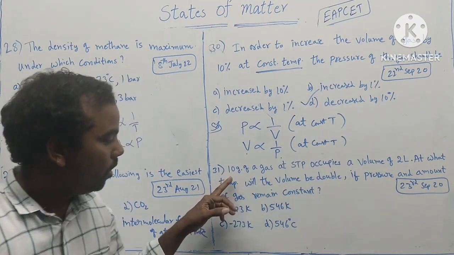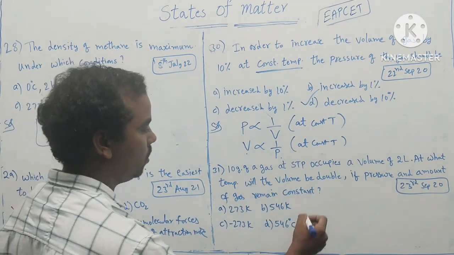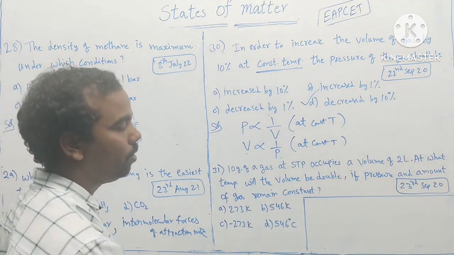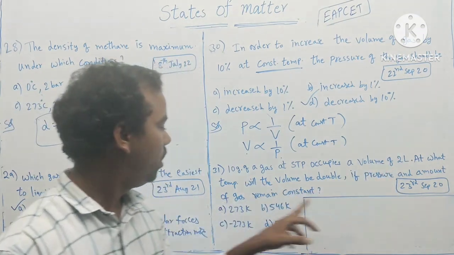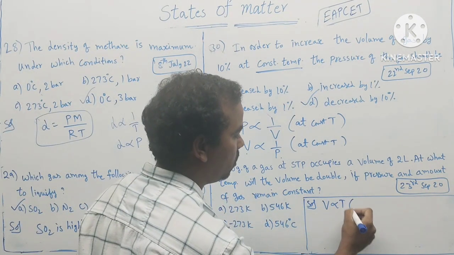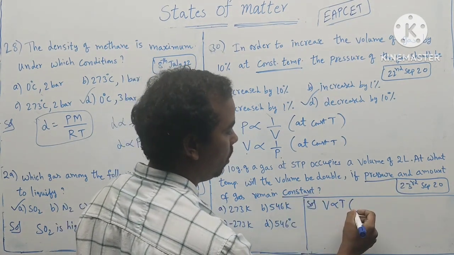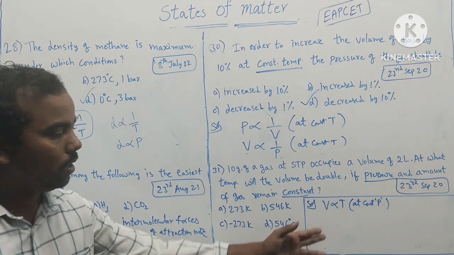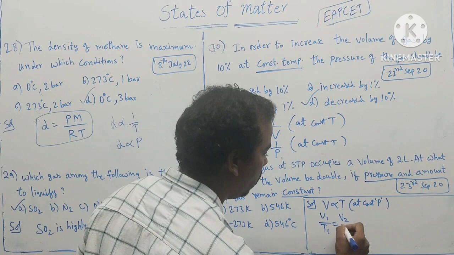Very easy. Next, 10 grams of a gas at STP occupies a volume of 2 liters. At what temperature will the volume be double? So here the relation is between volume and temperature. We know that volume is directly proportional to temperature, with the pressure and amount of gas remaining constant. At constant pressure, volume is directly proportional to temperature, which is Charles law. So V1 by T1 is equal to V2 by T2.